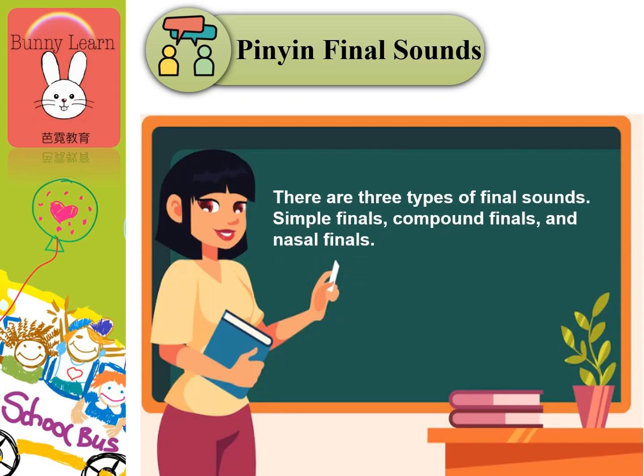There are three types of final sounds: simple finals, compound finals, and nasal finals. Simple finals include one vowel. Compound finals include two vowels. Nasal finals include a vowel and a consonant, and they have a nasal sort of tone. Let's go over all of the types of finals.